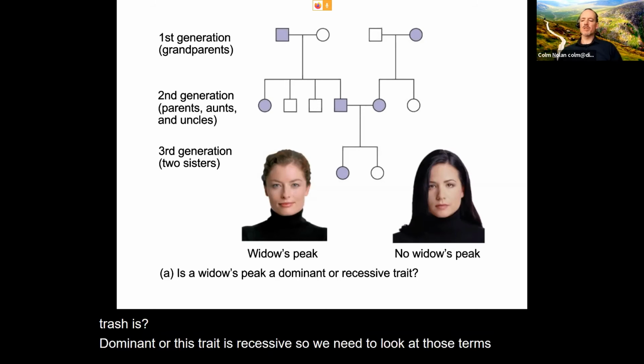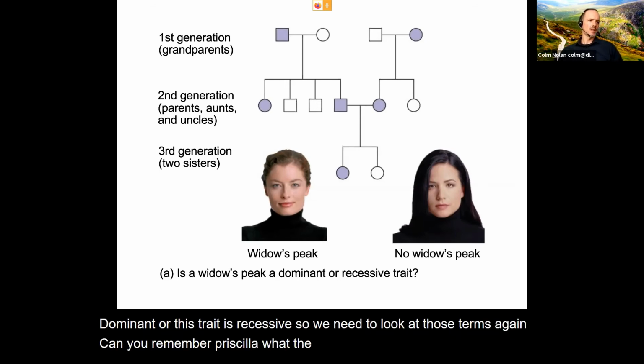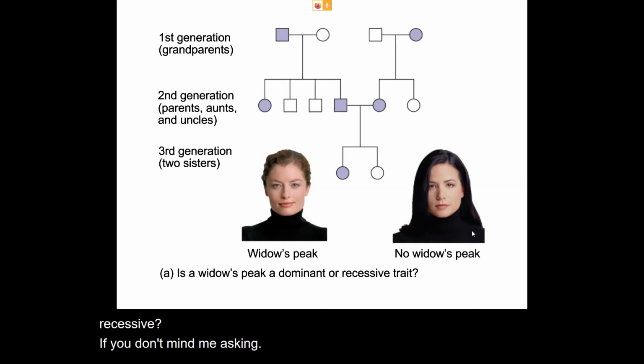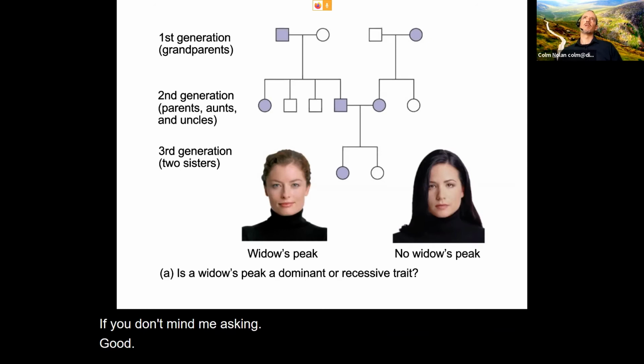Can you remember, Priscilla, what the difference is between dominant and recessive, if you don't mind me asking? Dominant is the one that can be seen, I think, like the stronger one. Good. And recessive is the less strong one.